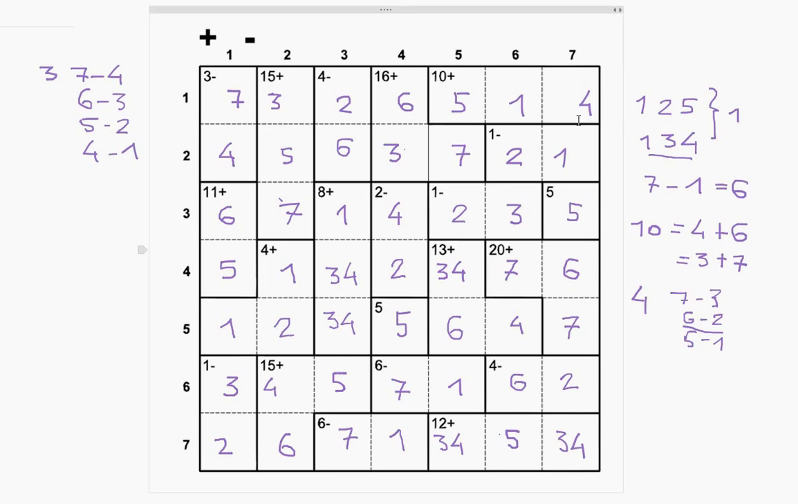If in this cell is number 4, here down cannot be number 4, it has to be number 3. And this is a number 3. And here cannot be number 3, and this cell must be number 4. Here must be number 3, and finally this cell cannot be 3 and this cell cannot be 4.